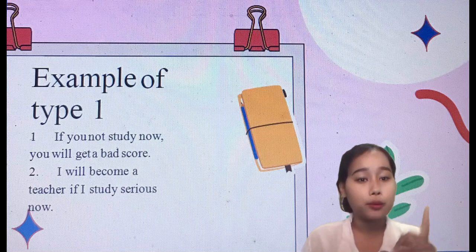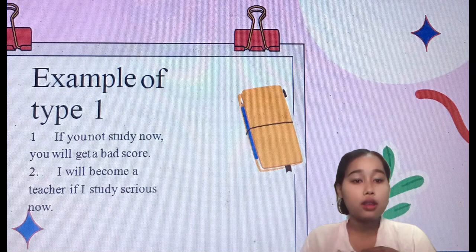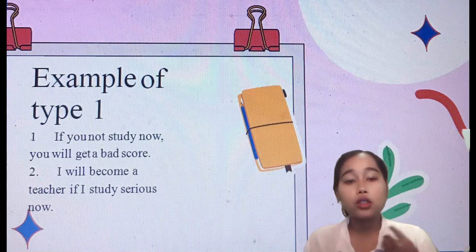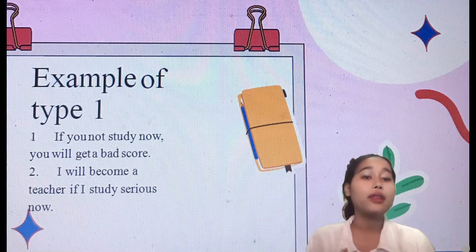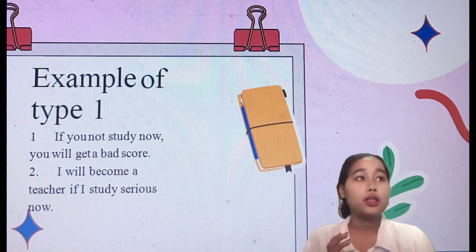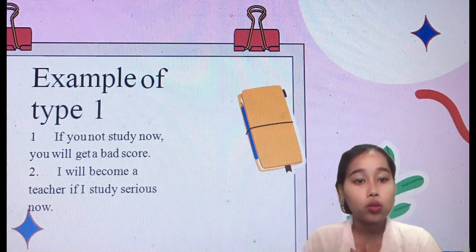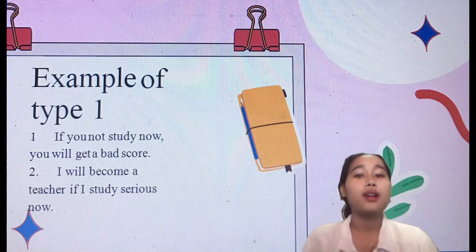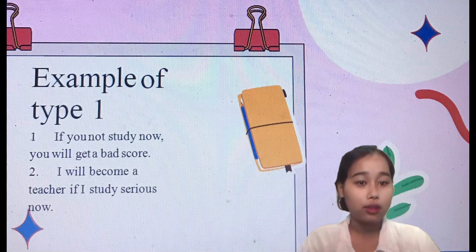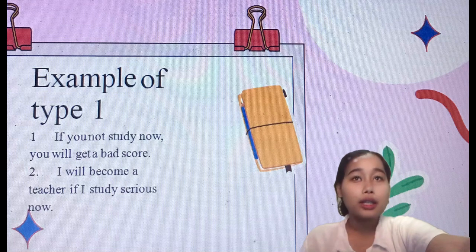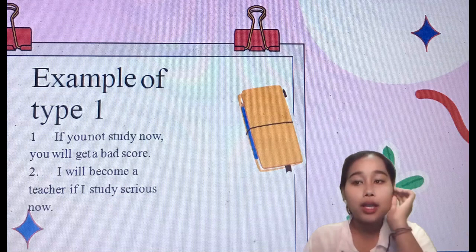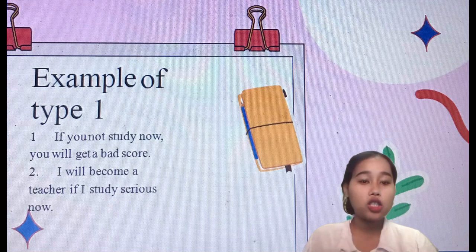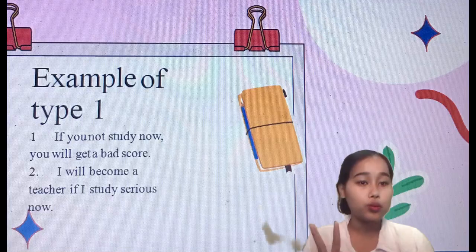So the example of conditional sentence type 1 is first, if you are not studying now, you will get a bad score. Example number 2, I will become a teacher if I study serious now. Okay, next I will explain the conditional sentence type 2.